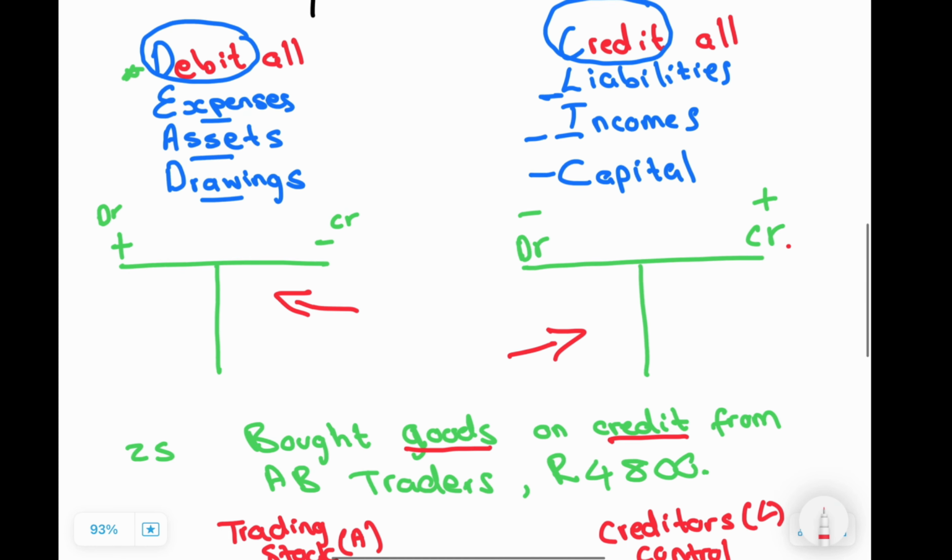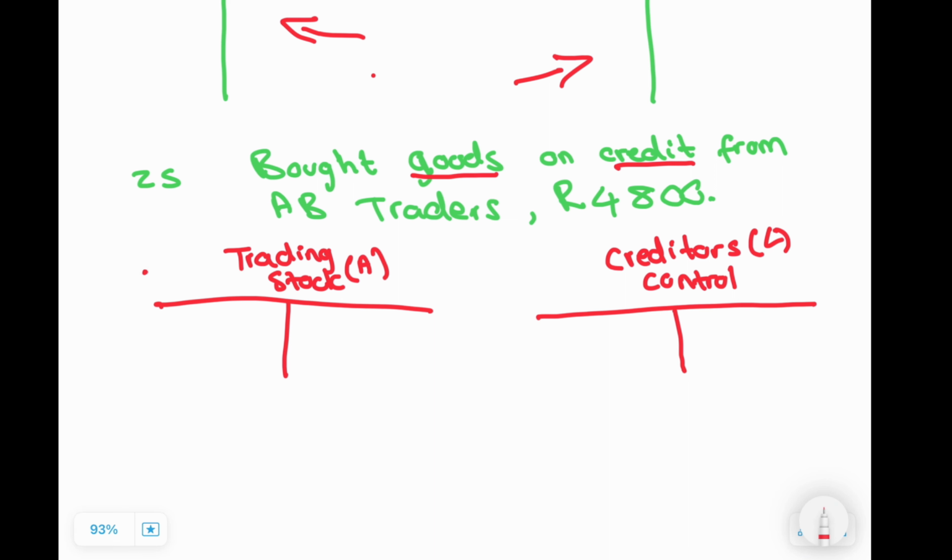Okay, so let us go to our accounts. Trading stock, we said the DEAD accounts increase on the debit side and they decrease on the credit side. While our creditors control, which is liabilities, in the CLIC abbreviation, they increase on the credit side and decrease on the debit side.